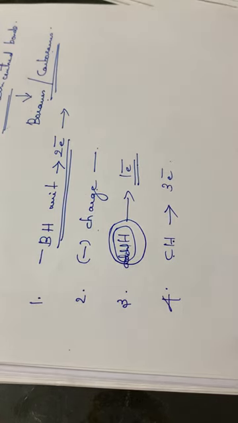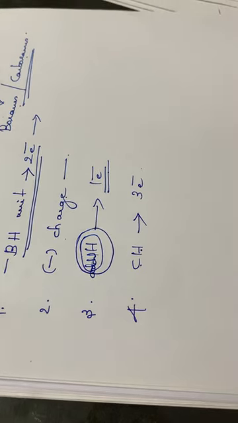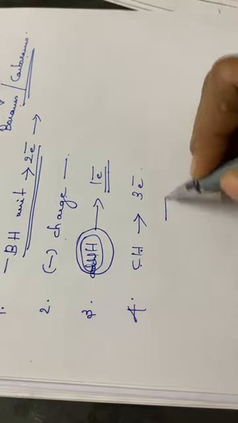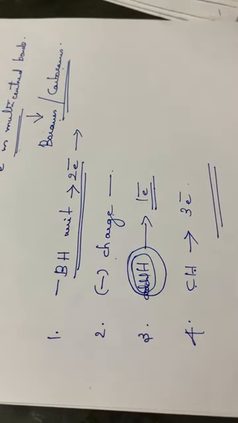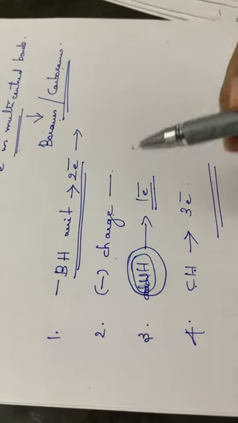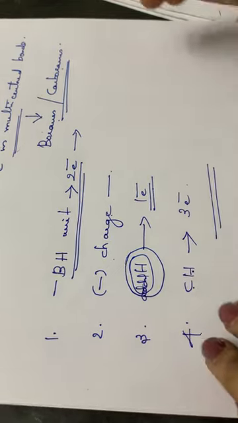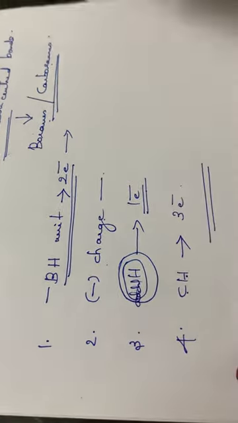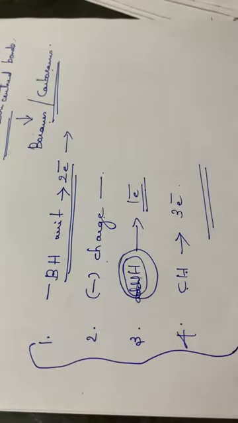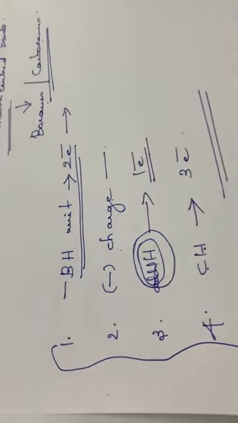One CH unit will be sharing 3 electrons to the skeletal bonding. Okay, so this is Wade's rule. Now you have to calculate the number of valence electrons with the help of this Wade's rule. While doing the examples, you will be clear about this Wade's rule. So you have to study these 4 points by heart, and it is very important, Wade's rule.